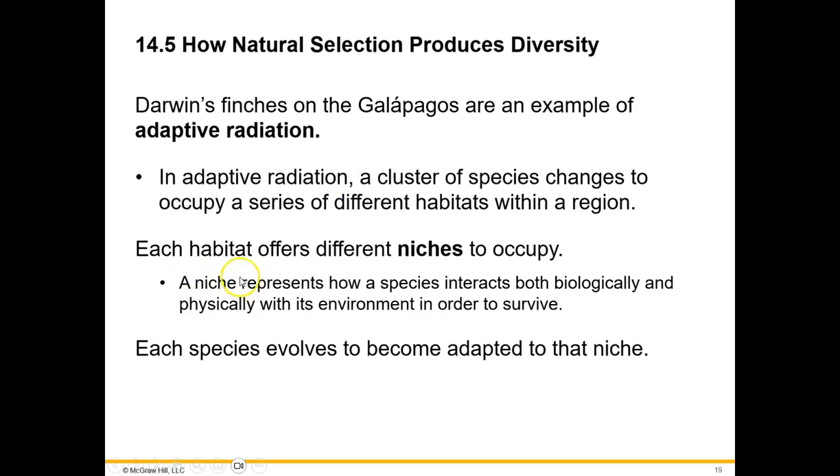When we're talking about those habitats, we refer to them as niches. In common day-to-day life, we know a niche is something that's kind of specialized. Maybe a niche interest is like a specialized interest in something. But in this case, we're talking about the habitats. So the specific niche that they are adapting to. And that's a specific habitat that they're interacting with, with different biological and physical challenges in the environment in order to survive. Each species that is subject to adaptive radiation will then evolve to become adapted to that specific niche that they find themselves in.